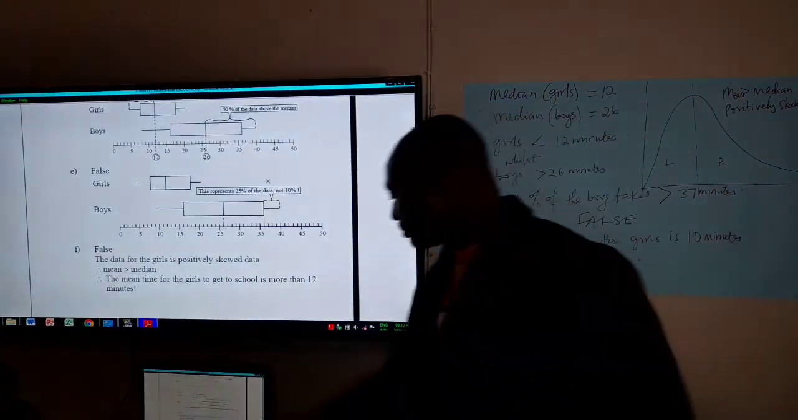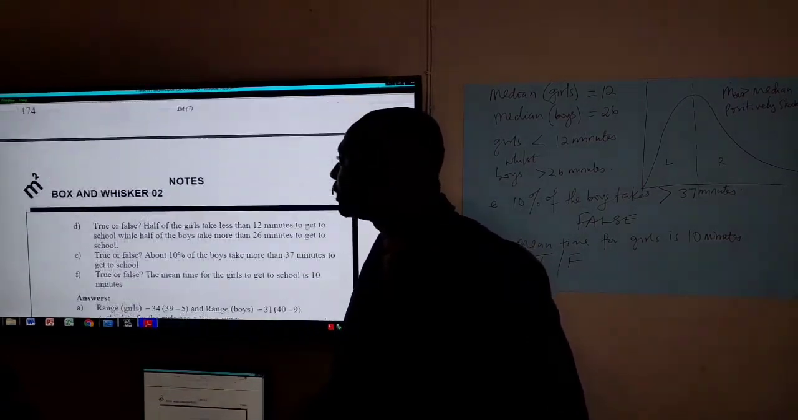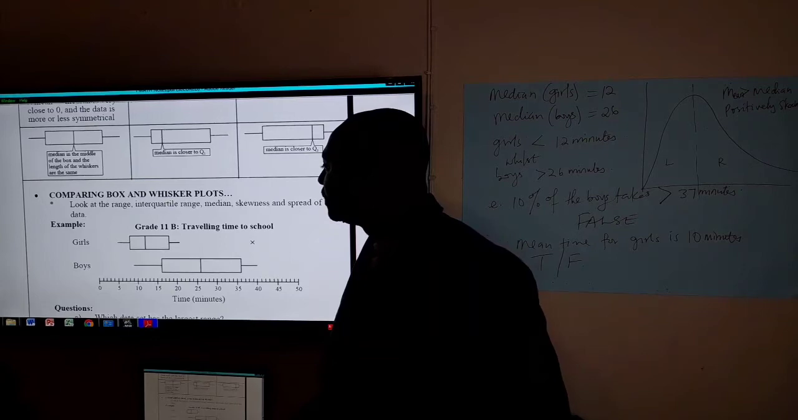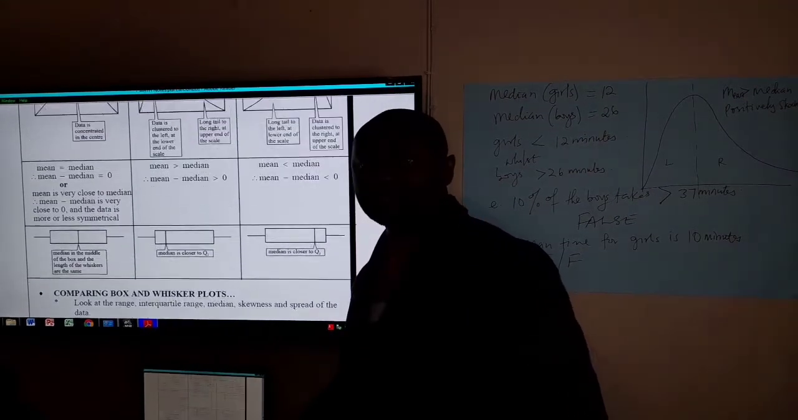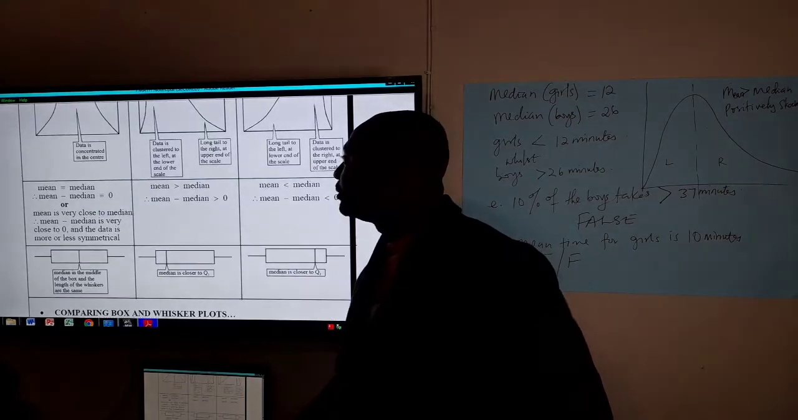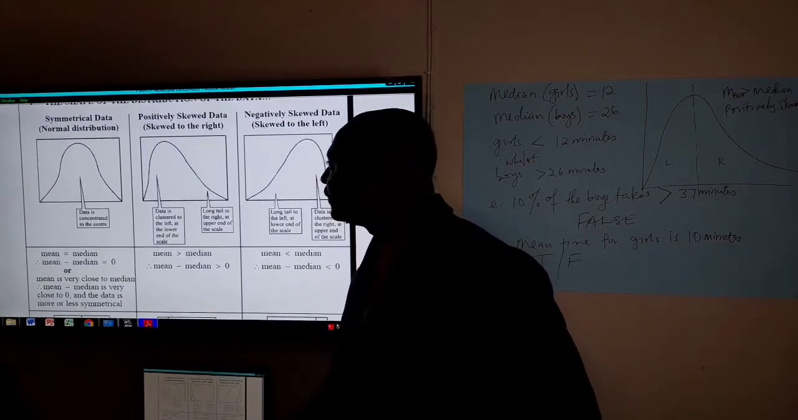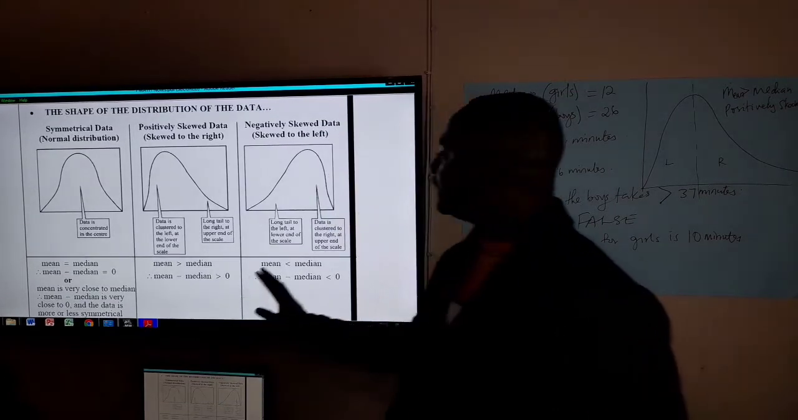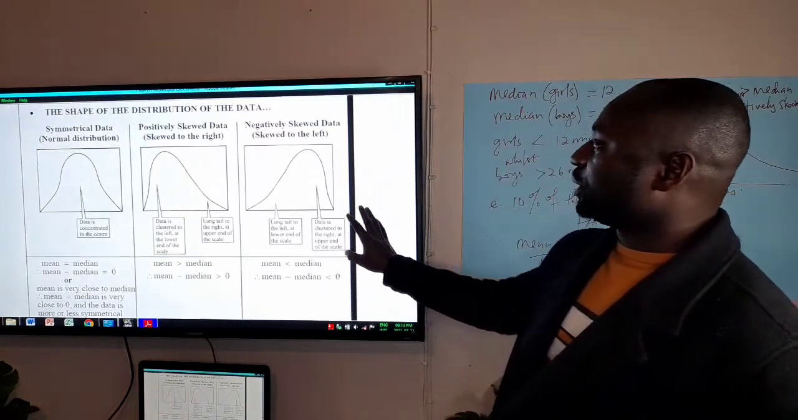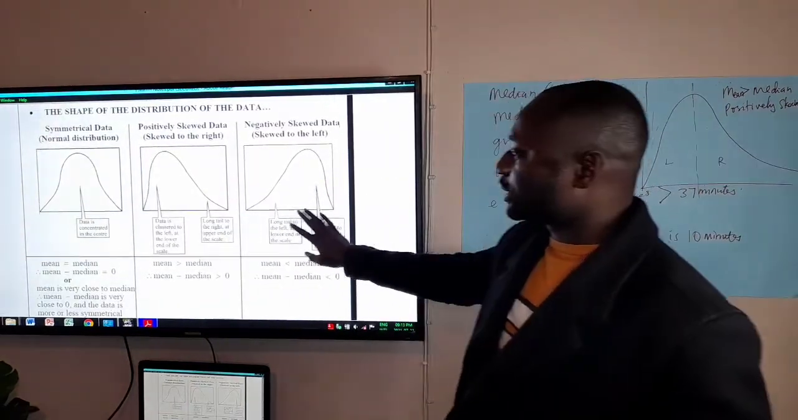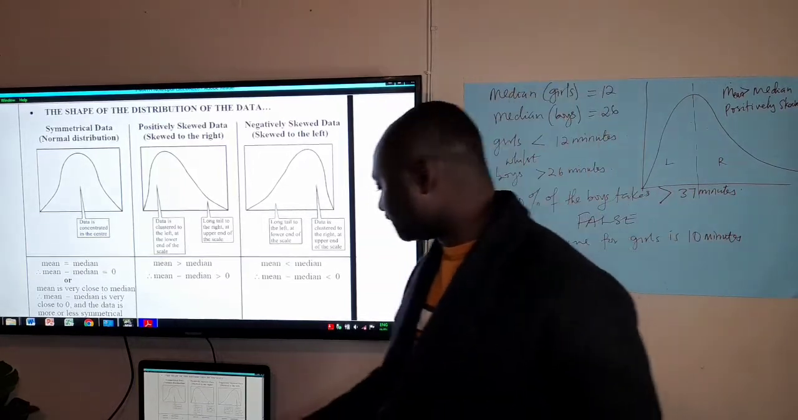So without wasting much time, boys and girls, let's go straight and check how we interpret the box and whisker diagram when they ask you to comment about the skewness of the spread of the data. Now we have three cases that we normally use, but in your exams you are not going to draw these diagrams. It's just to explain to you how the skewness works.